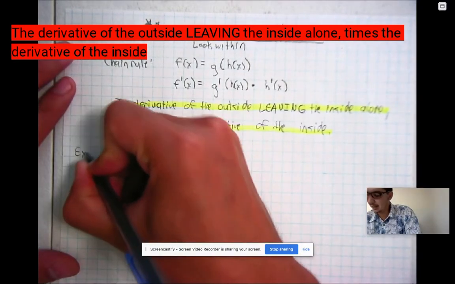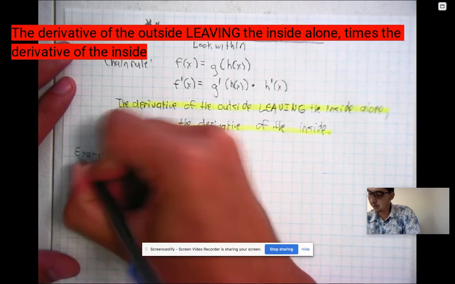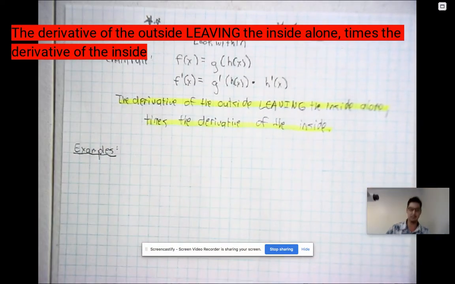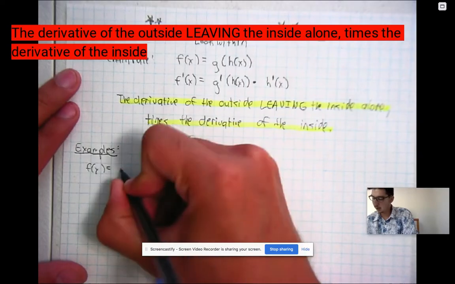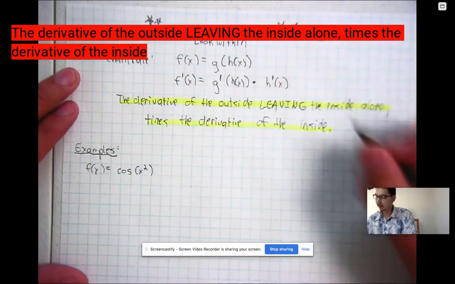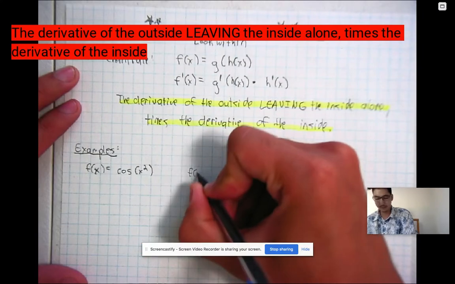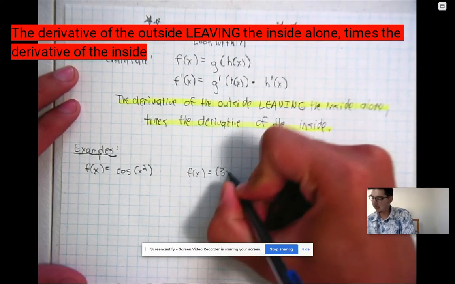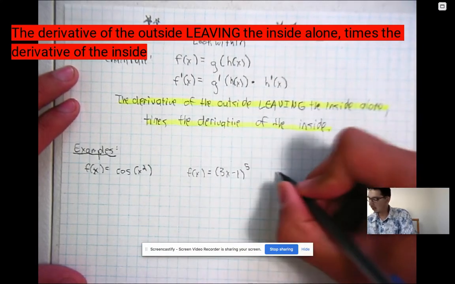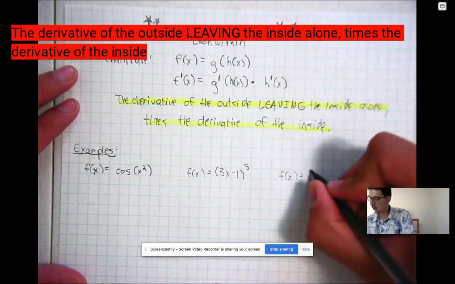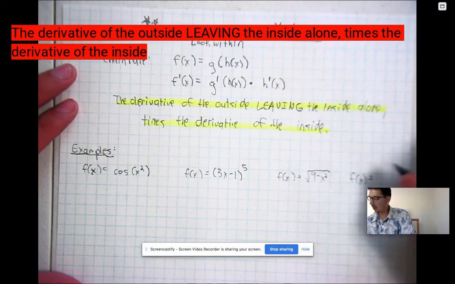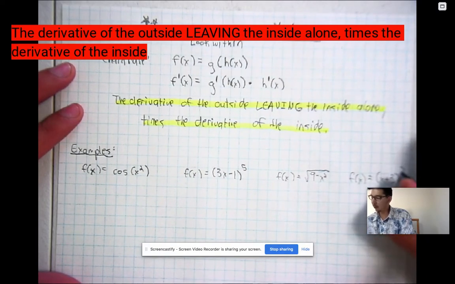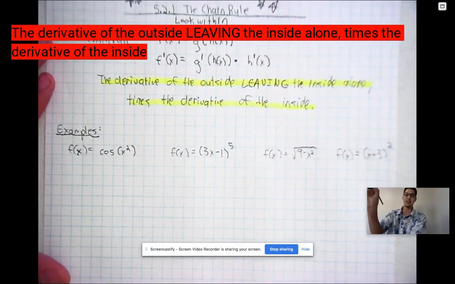So let's look at several examples of how this works, where we're going to look within and find that function. So the first function we're going to look at is f of x is equal to cosine of x squared. And then we'll look at f of x is equal to (3x minus 1) to the 5th. And we'll look at f of x is equal to the square root of 9 minus x squared. And lastly, we'll look at one that we've done quite a bit, and you know how to do previously, but we're going to look at just (x plus 3) squared.